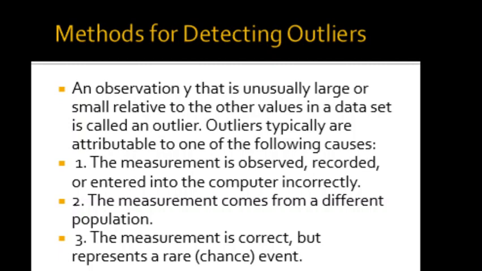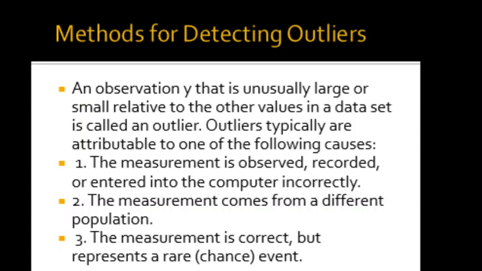Okay, now once we have figured out the relative standing of an observation, another thing that we want to understand in a data set is to see if there are any observations which are unusually large or small relative to the other values in the data set. So these observations which are unusually large or small are also called outliers.